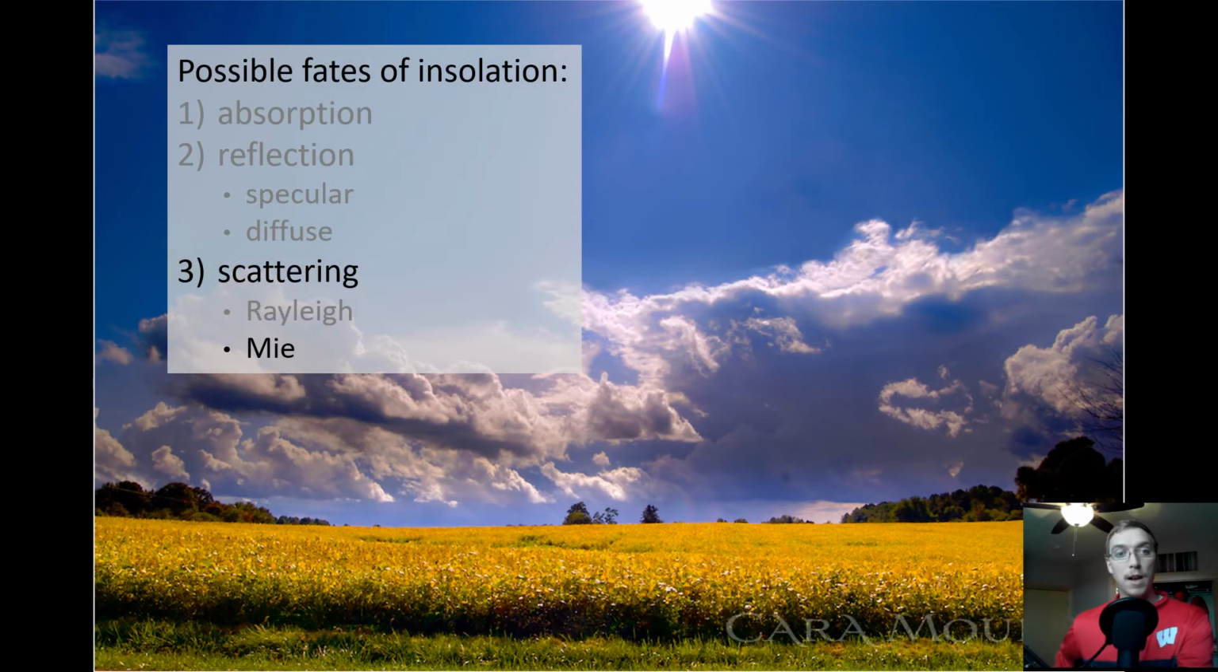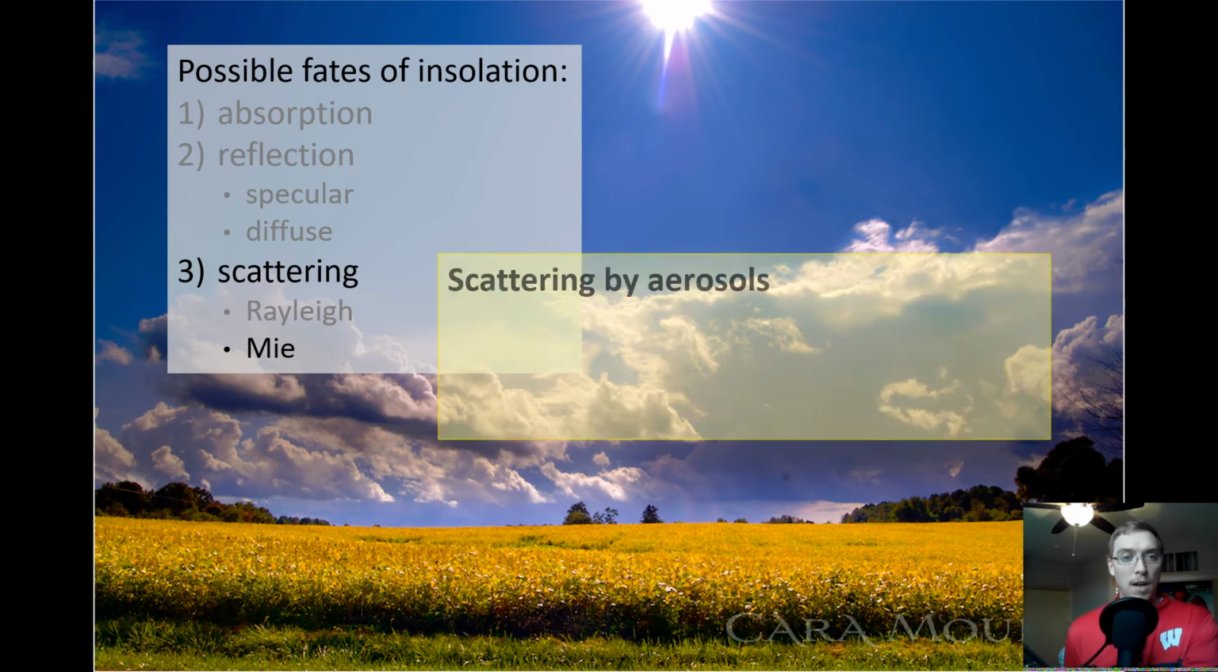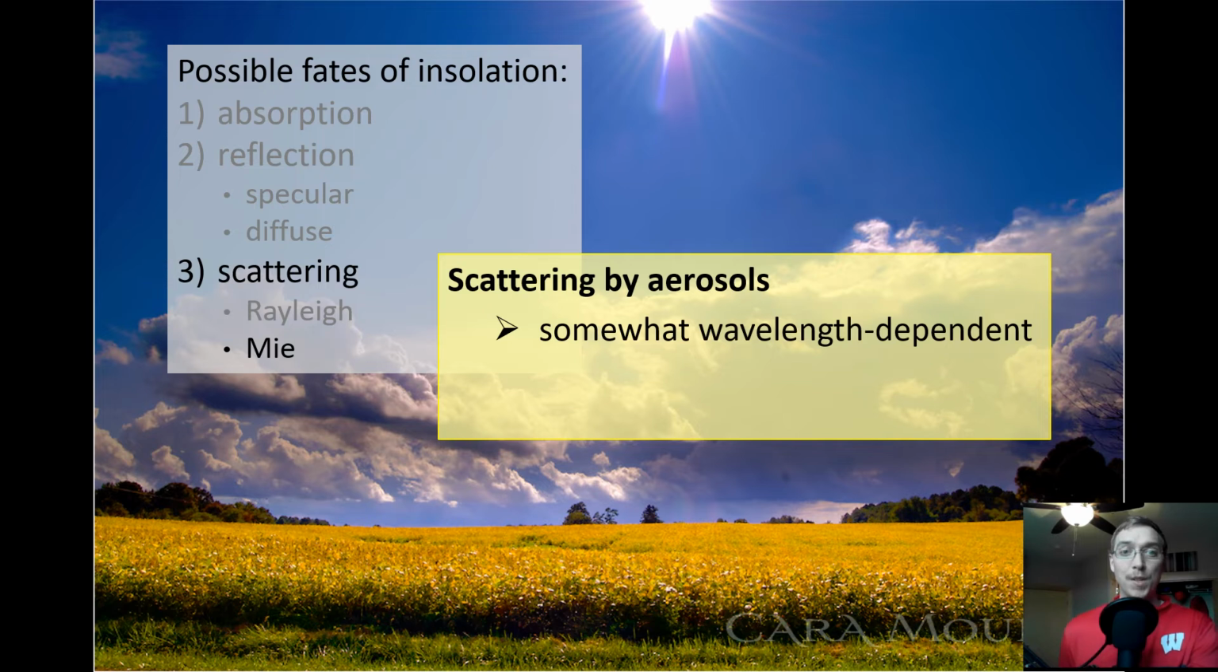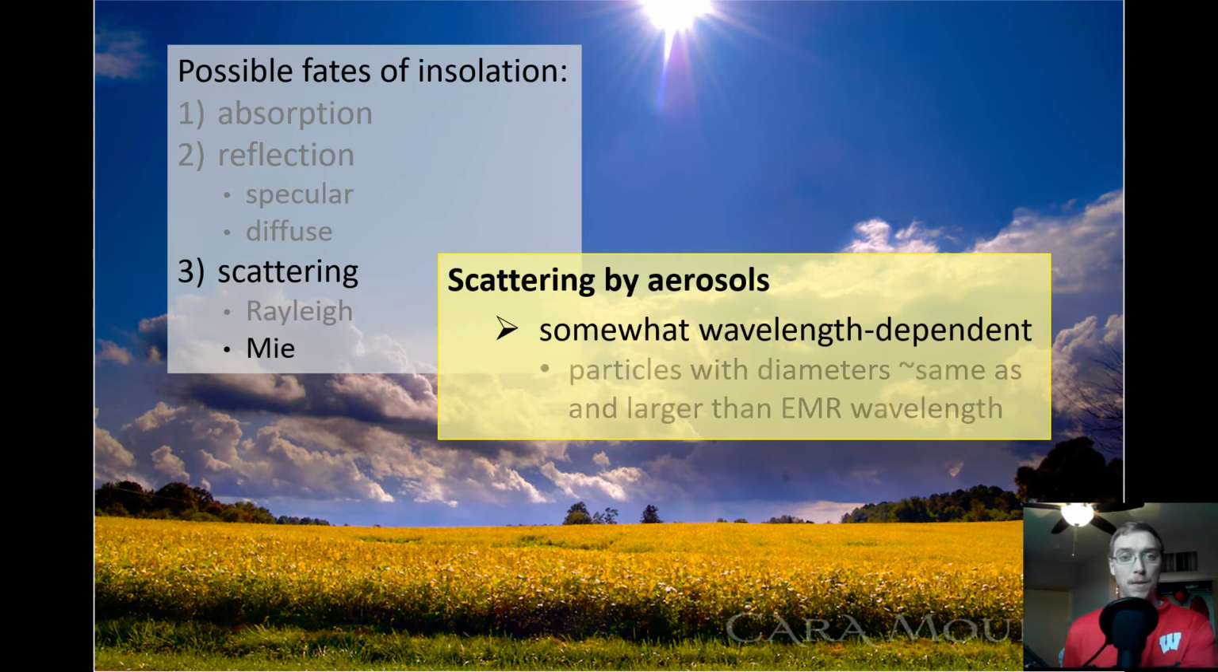And then there's Mie scattering as well. This is scattering by aerosols. So it's somewhat wavelength dependent, but not as much as Rayleigh scattering is. Particles with diameters approximately the same as and larger than electromagnetic wavelength particles will impact this type of scattering.